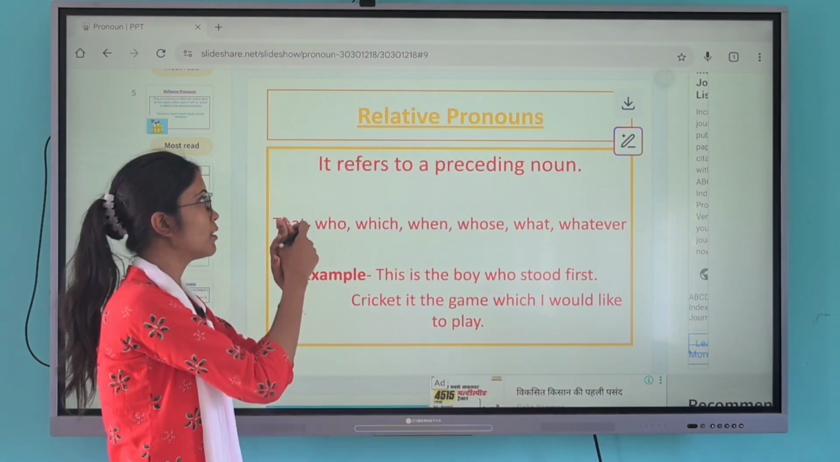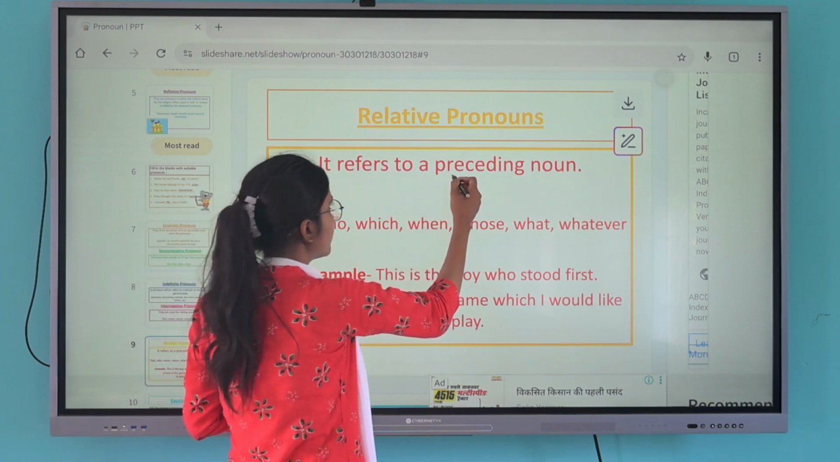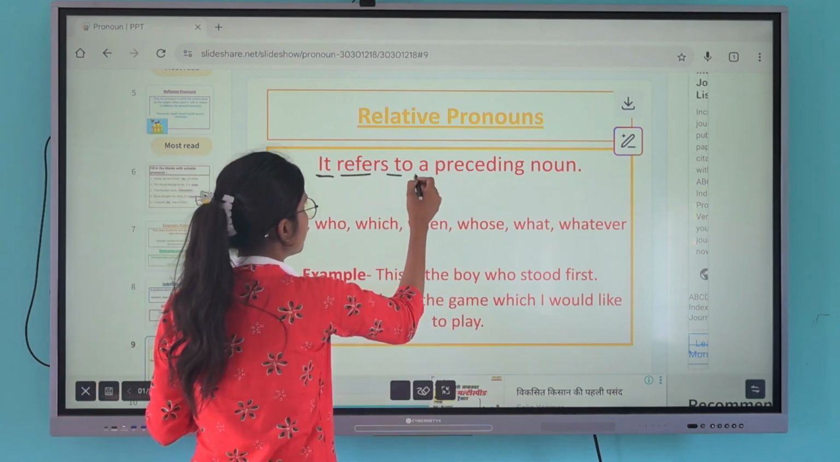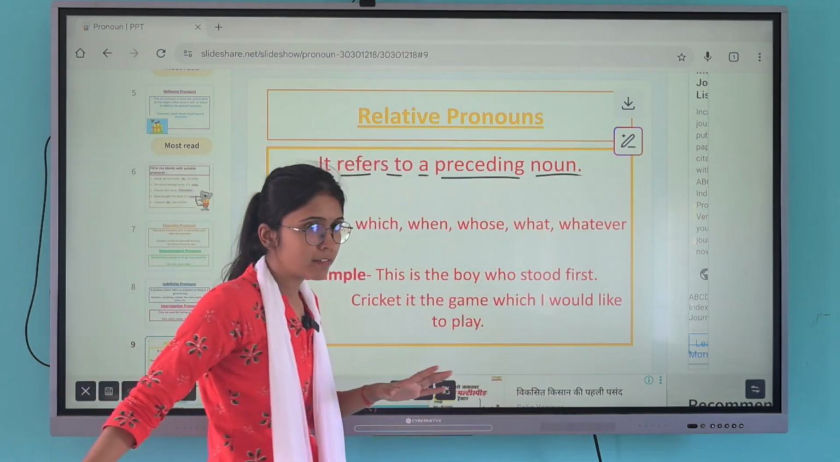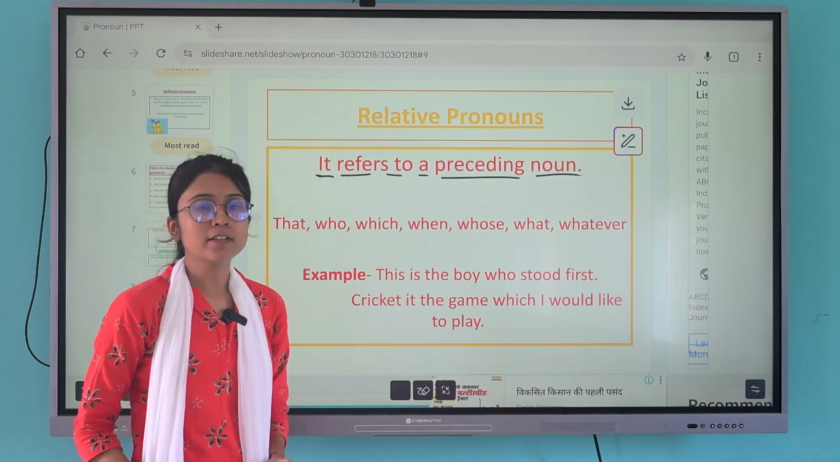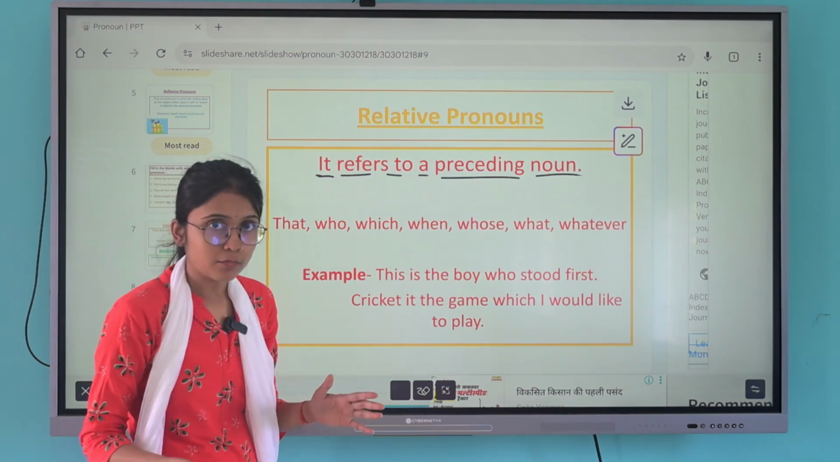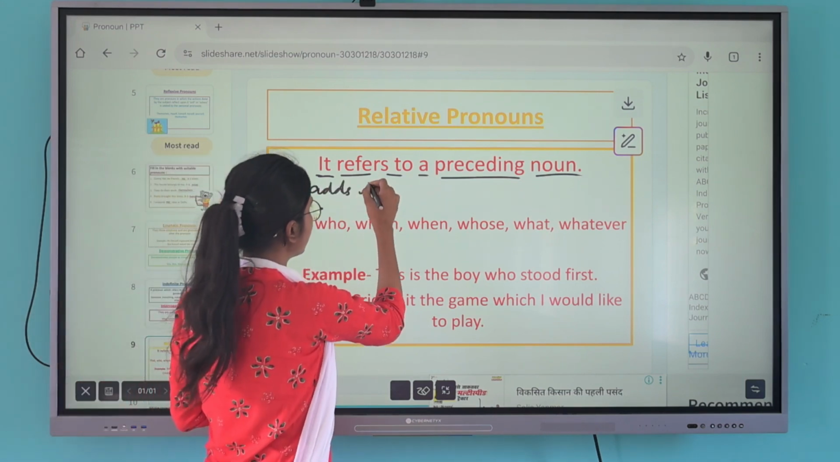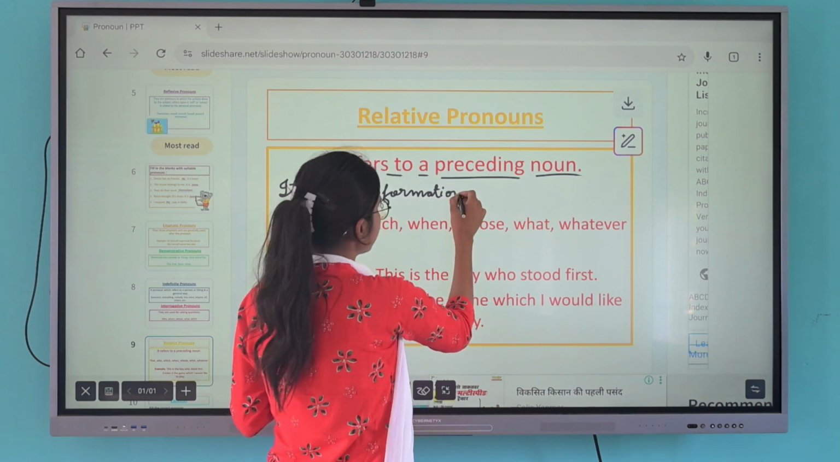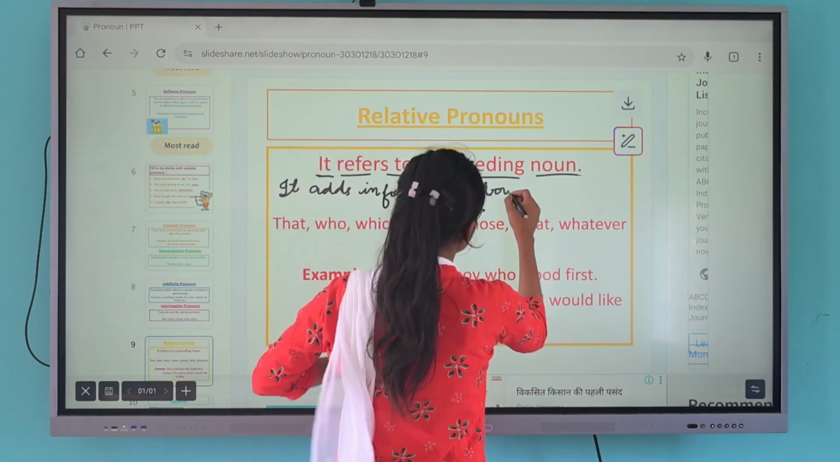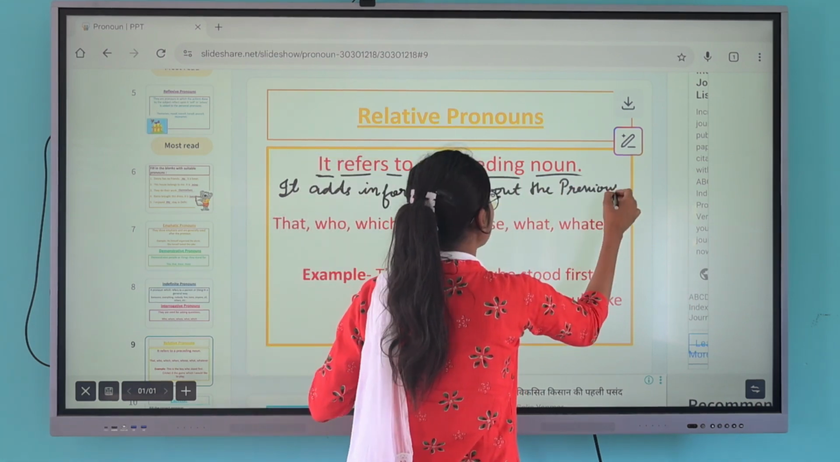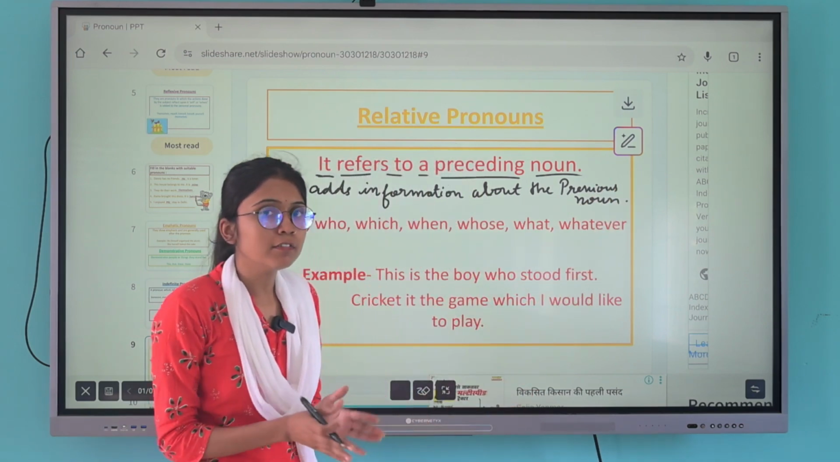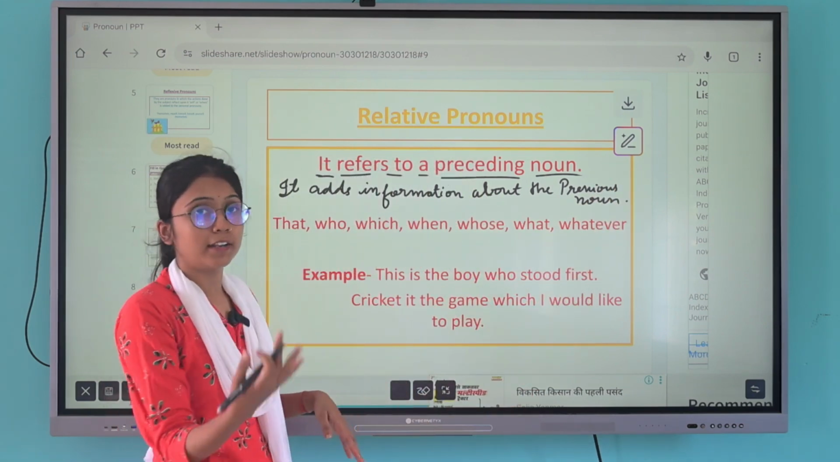So what is relative pronoun? It refers to a preceding noun. It means it adds information about the previous noun. It adds information about the previous noun. So look, how will we identify that it is a relative pronoun?